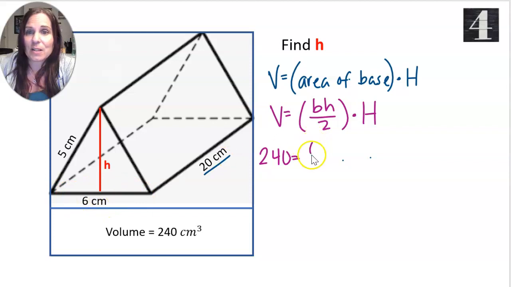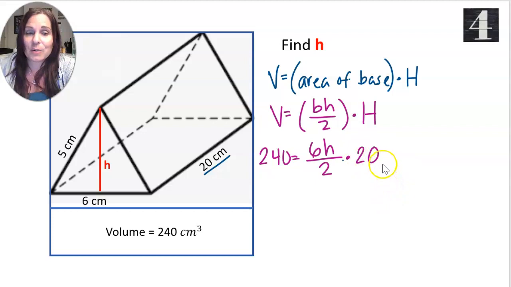So that goes here. I don't know h. That's what I'm looking for, so it stays a variable for now. And then I divide by 2, because a triangle is always half of what a rectangle would be. And then I multiply by the height of the prism, which, remember, is how far apart the bases are. So I'm going to multiply by 20.